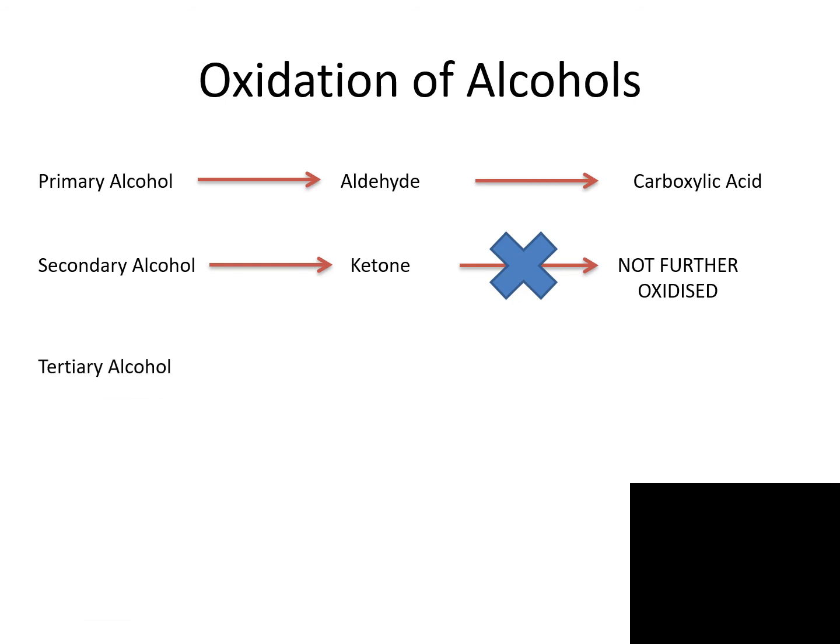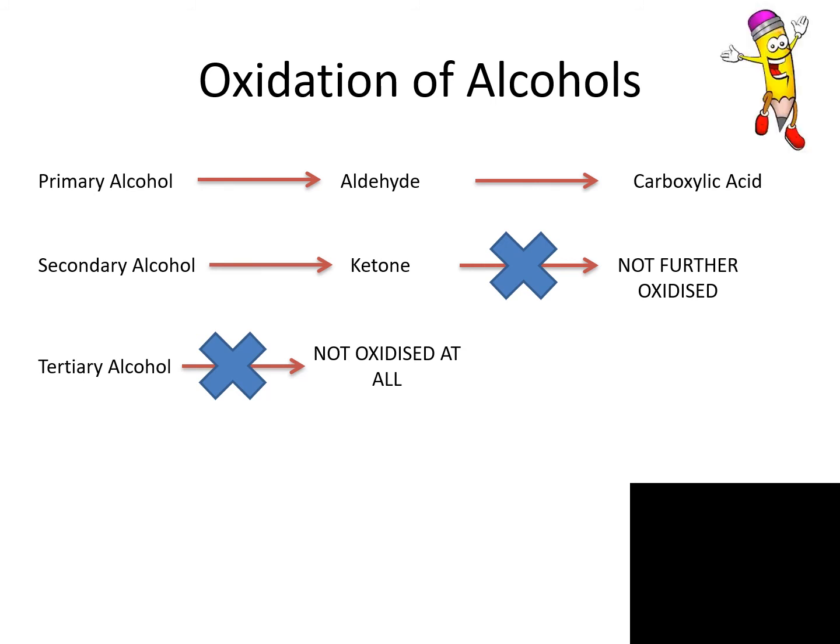And last but not least, we have a tertiary alcohol. Tertiary alcohols cannot be oxidized at all. Okay, so primary alcohol oxidizes to an aldehyde and then further to a carboxylic acid. Secondary alcohol oxidizes to a ketone and no further, whereas tertiary alcohol cannot be oxidized again.